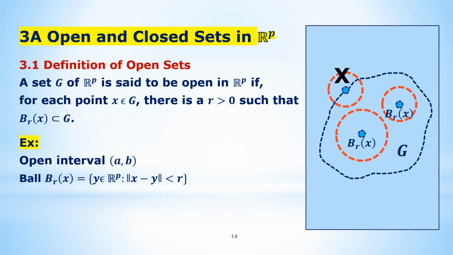Okay, so an open set cannot carry any boundary point. You can see that there's a point on the boundary. Obviously, if you take any neighborhood, no matter how small the radius is, this ball cannot be completely inside G. No way. So an open set cannot carry any boundary point. A typical example is an open interval or an open ball. Those are open sets.